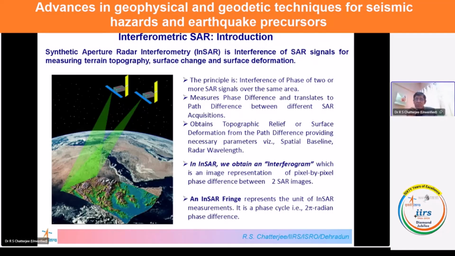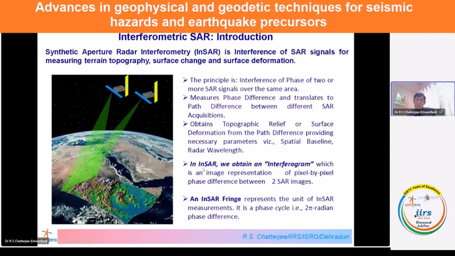Now see, what is the principle of this technique? It is the interference of the phase of two or more SAR images over the same area. Both images have amplitude and phase. With these, we measure the phase difference of the two images, and from this phase difference the path difference is calculated. From this path difference, the topographic relief, and particularly for this session, the surface displacement can be measured from the wavelength of the radar image. In this case the spatial baseline is also important. So spatial baseline and radar wavelength are important. From this phase difference, we can measure how much land surface displacement has happened.